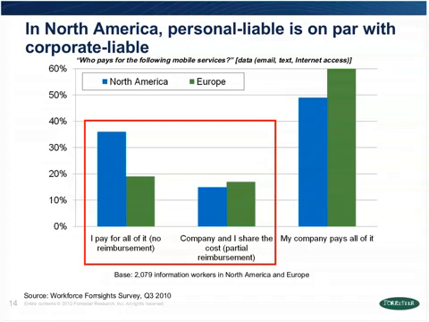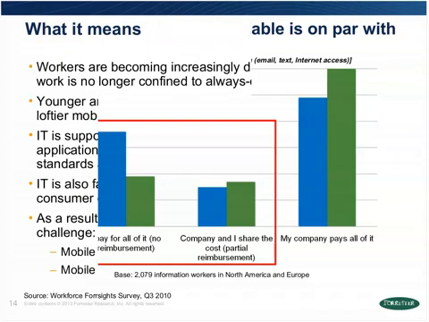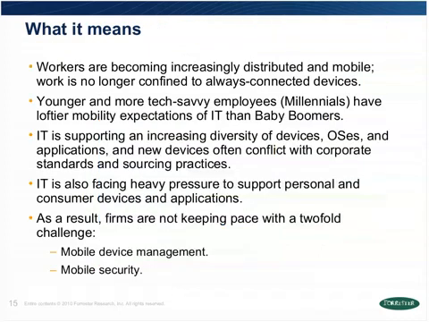But as they're adding support for personally owned devices, they want to be sure that they're incenting employees to be more productive. They're not requiring it as a part of their job, but they're definitely interested in offering a stipend to incent employees to want to be more productive. And so what does this all mean? It means that workers are definitely becoming increasingly distributed and mobile. Work is no longer confined to these always connected devices.